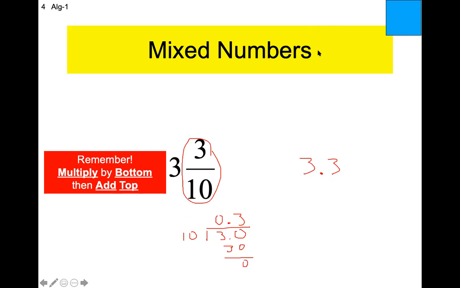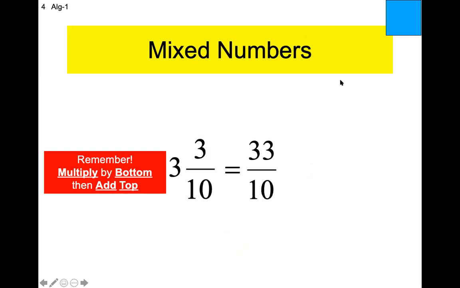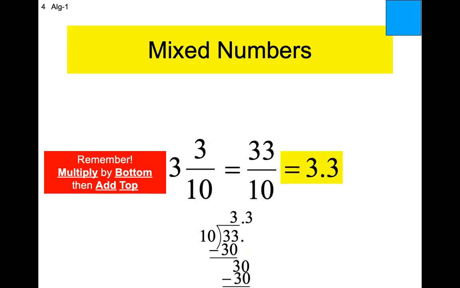We'll still get 3.3. The second technique, or technically the first technique I showed you, was to turn that into an improper fraction. 10 times 3 is 30 plus 3, 33 over 10. And then I'm dividing 10 into 33. 10 goes into 33 3 times. Notice I moved my decimal place first. 3 times 10 is 30, subtract, add a 0. And notice we still get 3.3. Either method works. I like that first way I showed you better than this way, but this method works as well, too.